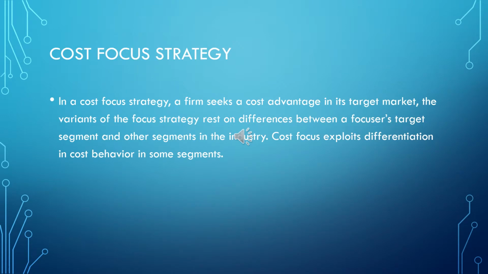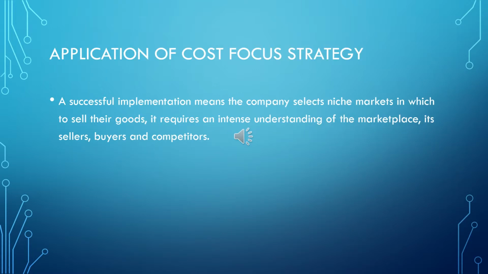The generic strategies of focus rest on the choice of narrow competitive scope within an industry. The focuser selects a segment or group of segments in the industry and tailors its strategy to serve them to the exclusion of the others. A successful implementation means the company selects a niche market in which to sell their goods. It requires an intense understanding of the marketplace, its sellers, buyers, and competitors.